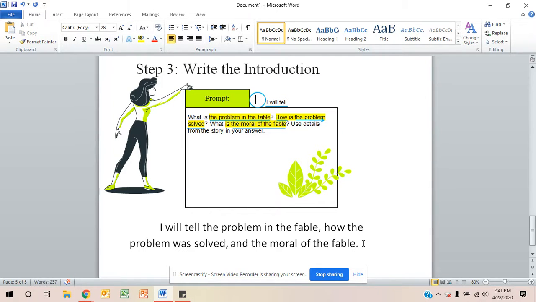So now if you look at my introduction, it matches my prompt. I will tell the problem in the fable, how the problem is solved, and the moral of the fable. This introduction tells me the 3 things that will be in the essay.